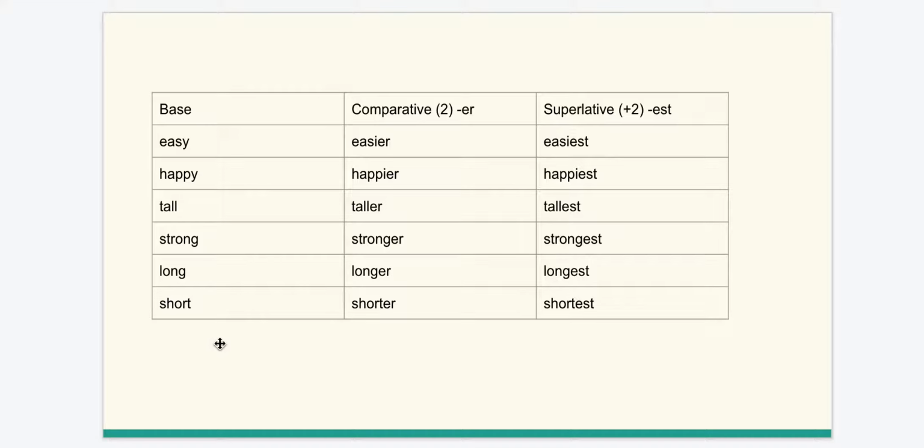All right, same with long. So if I'm comparing, that dog has longer hair than my dog, I'm just talking about two dogs. So again, ER. But if I said that dog has the longest hair, fur, coat than any dog here, I'm talking about more than two. So I'd have to add my EST. And then we have short, shorter, and shortest.